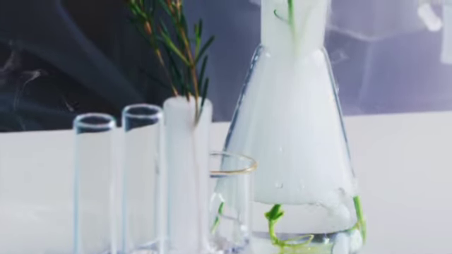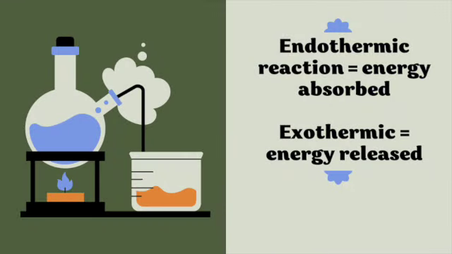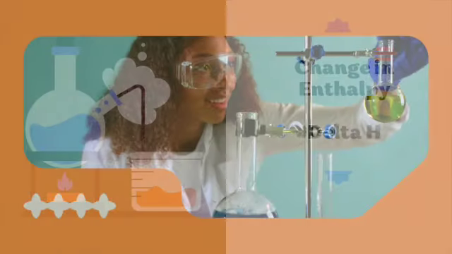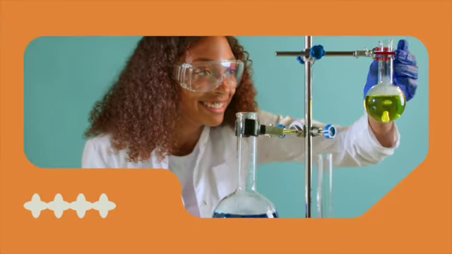Next, let's talk about endothermic and exothermic reactions. In an endothermic reaction, energy is absorbed and the temperature of the surroundings drops. In an exothermic reaction, energy is released and the surroundings heat up. To determine if a reaction is endothermic or exothermic, we calculate the change in enthalpy, ΔH, using standard enthalpies of formation. If ΔH is positive, it's endothermic. If negative, it's exothermic. And that wraps up our exploration of thermochemistry.